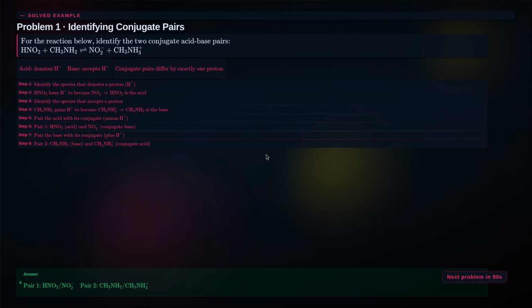Second, CH3NH2 gains H+ to become CH3NH3+. So CH3NH2 is the base and CH3NH3+ is its conjugate acid. The two conjugate pairs are HNO2 and NO2-, and CH3NH2 and CH3NH3+. Remember, conjugate pairs always differ by exactly one proton.